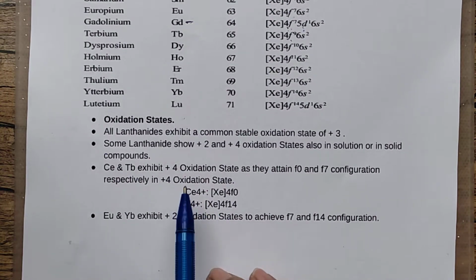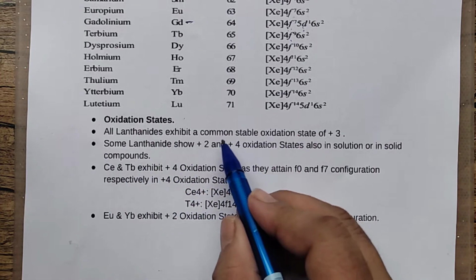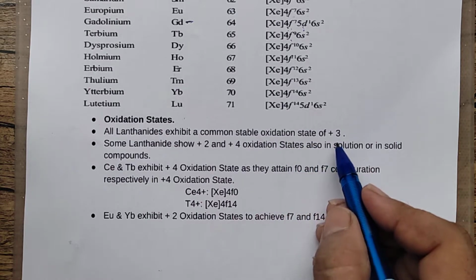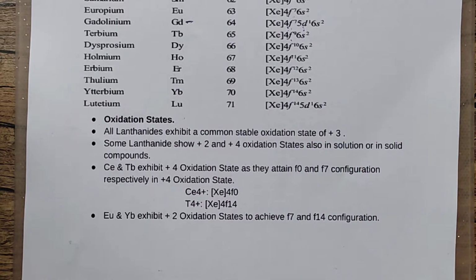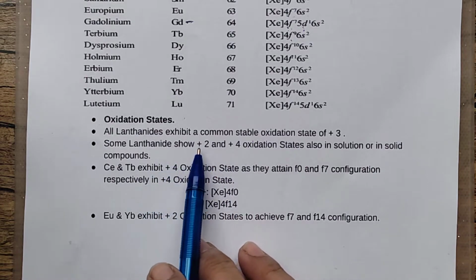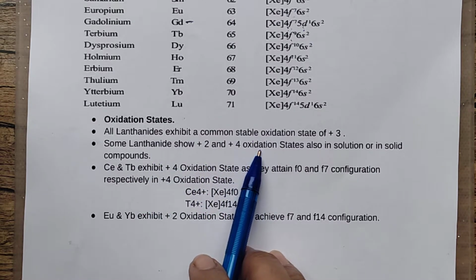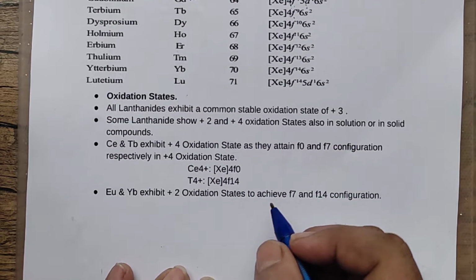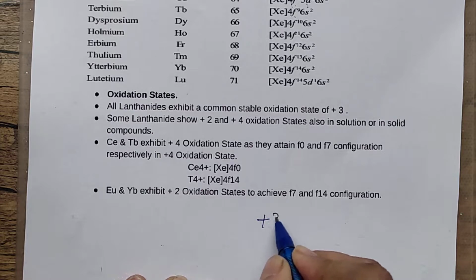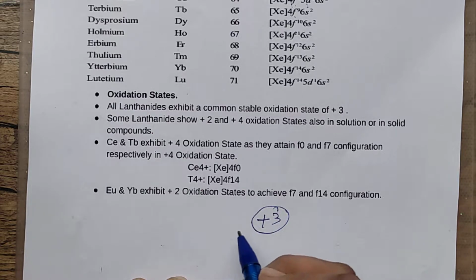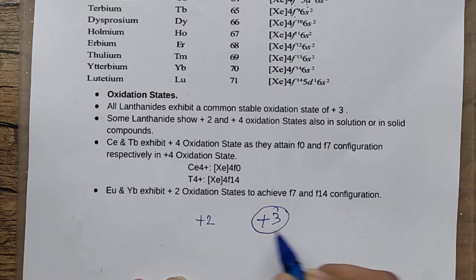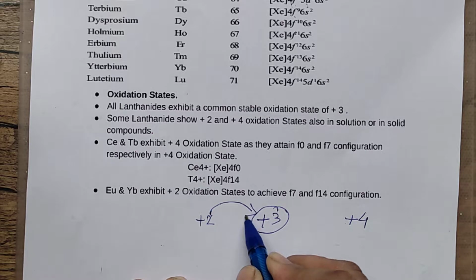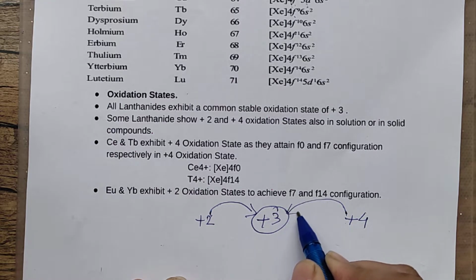Next property of lanthanides, oxidation state. The most common oxidation state of lanthanides, in fact the most stable oxidation state, is +3. Though some of these elements also show +2 and +4 oxidation states. But even though they show 4, since 3 is more stable, if it exists in 2 or in 4, it will have a tendency to become 3.